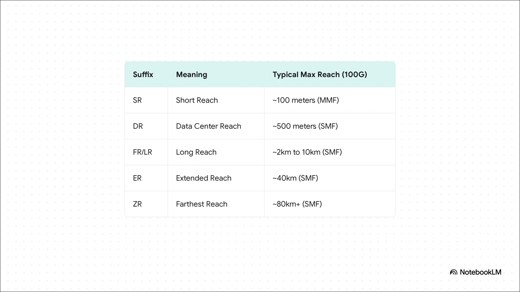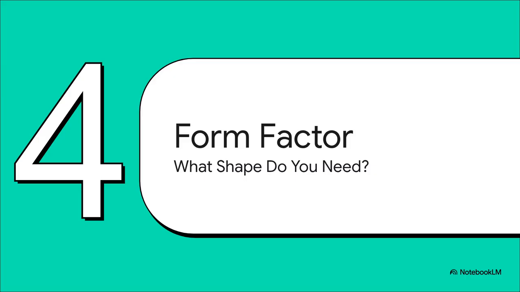DR means data center reach on single mode. LR is long reach, going out to maybe 10 kilometers. And for the really long haul stuff, ER and ZR can push a signal over 80 kilometers. It's like a secret code. Okay, so we've got our speed, we've got our distance.